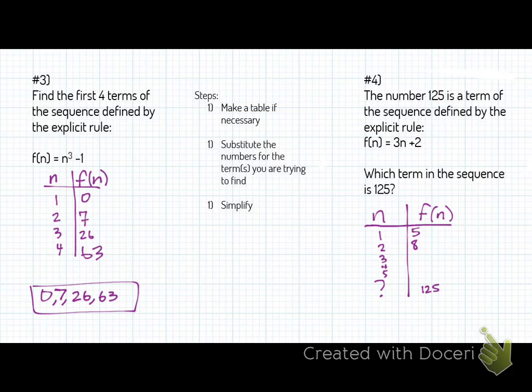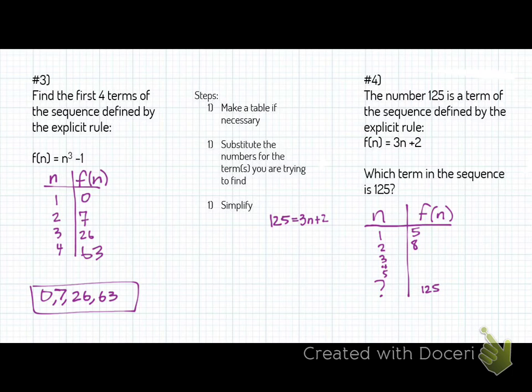Okay, cool. So let's look up here. This is what I would do. Eyes up at the board. We got f of n. Instead of doing that, let's just put 125 there, because that's our output, right? And then we want that equal to 3n plus 2.